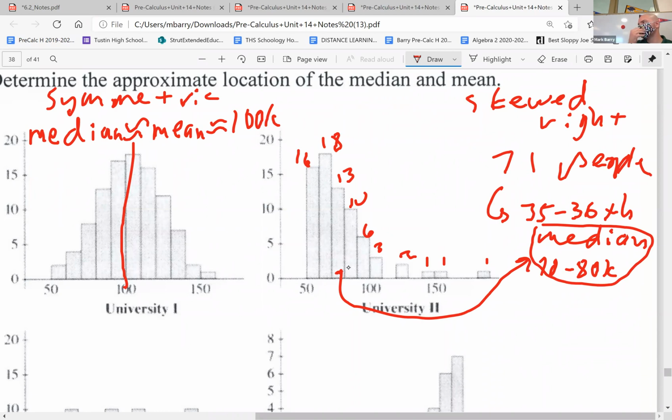Okay. Where's the mean? Well, we know that when it's skewed right, the mean is greater than the median. So I would probably estimate the mean, and this one's really kind of a shot in the dark, I'm going to say from 80 to 100K. How about that? That one's much more of an estimate. But we know that it's going to be more than the median. That's the key.